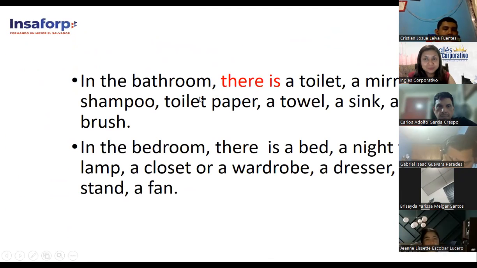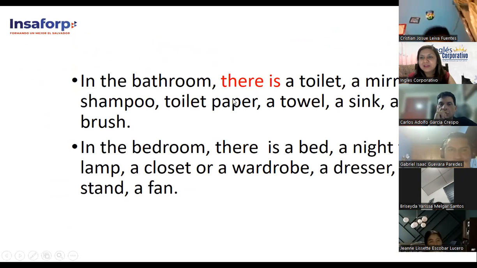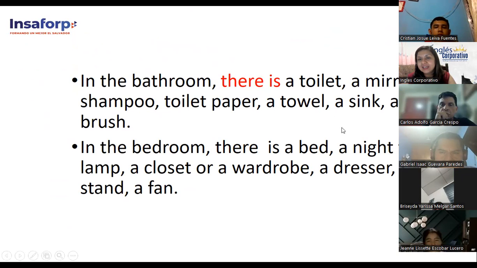In the bathroom, and I'm describing also the rooms, right? In the bathroom, there is a toilet, a mirror, soap, shampoo, toilet paper, a towel, a sink, and a toothbrush. In the bedroom, there is a bed, a night table, a closet or wardrobe, a dresser, a shoe stand for the shoes, and a fan, because now it's very hot. We need a fan if you want to sleep.